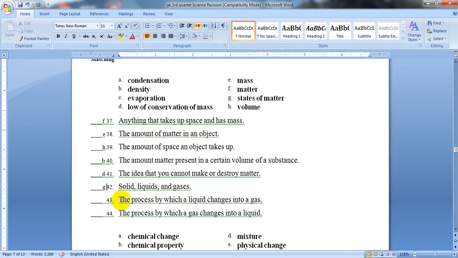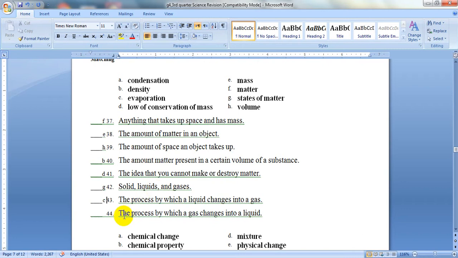43. The process by which a liquid changes into a gas. It's a physical change. The liquid, like liquid water, will change into a gas, like let's say water vapor. What is this process? We said it's called evaporation, the change of a liquid into a gas.